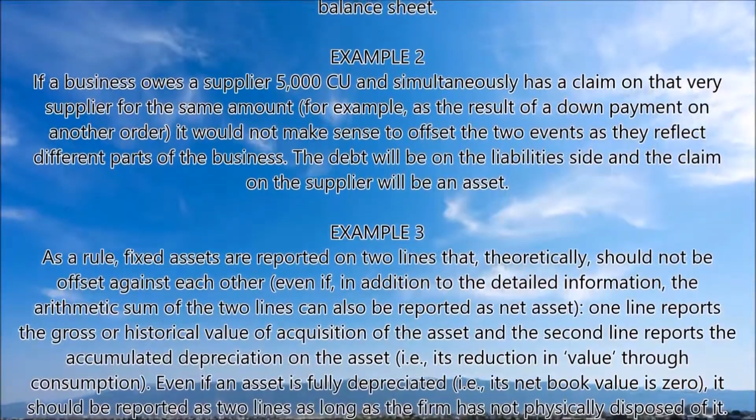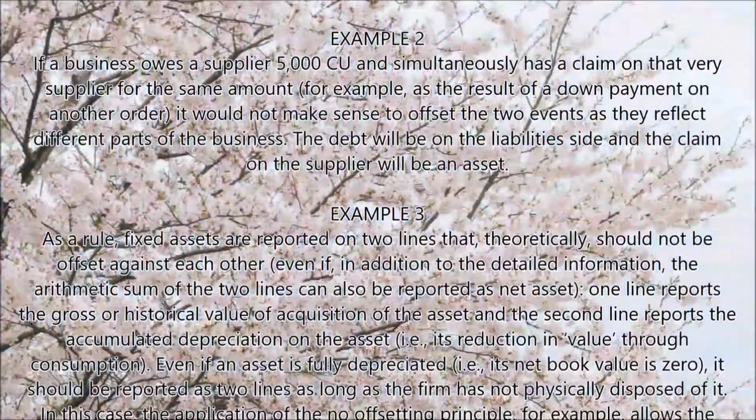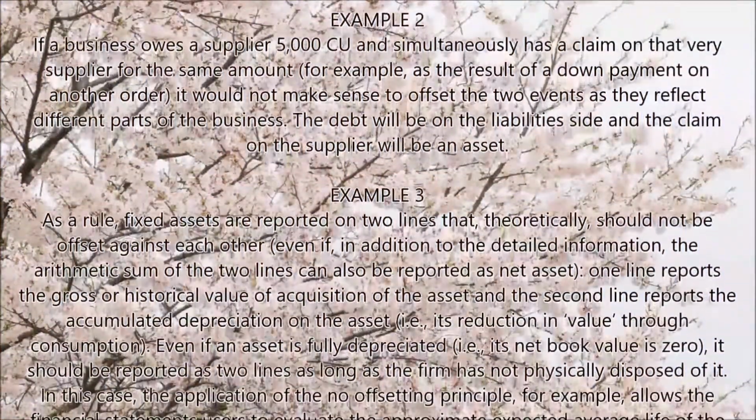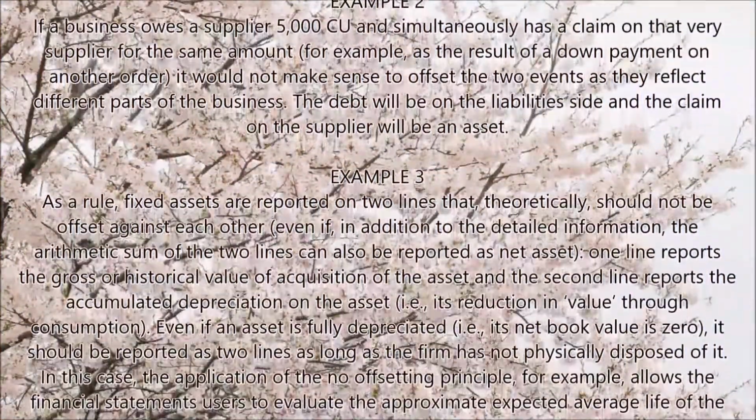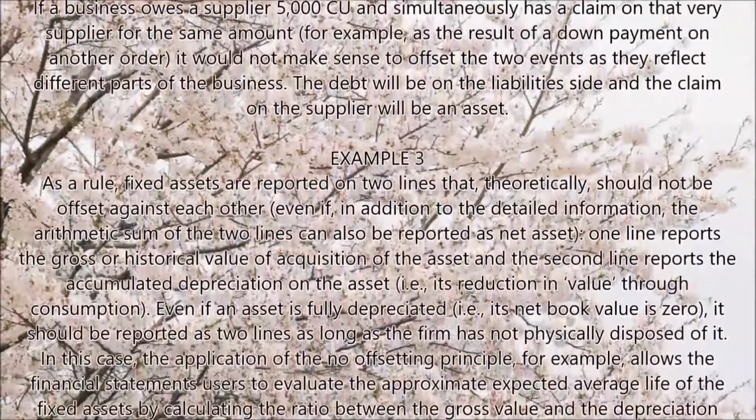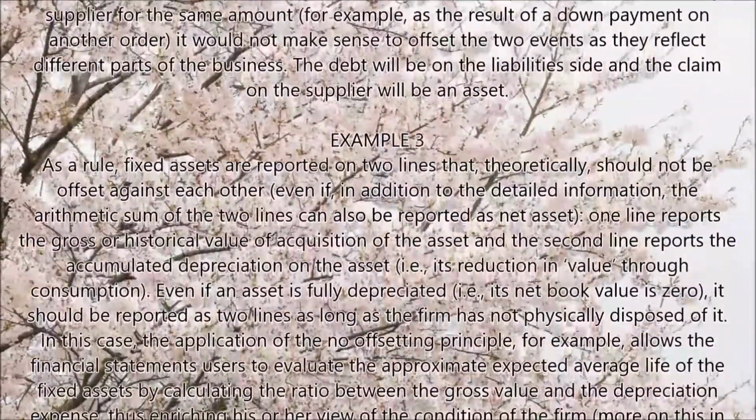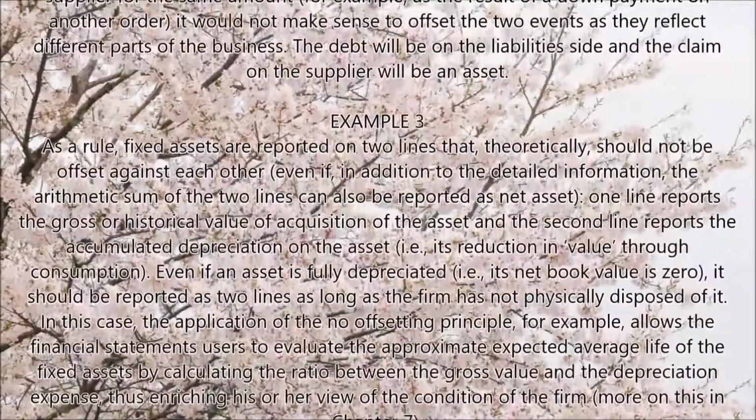Example 2. If a business owes a supplier 5,000 CU and simultaneously has a claim on that very supplier for the same amount, for example, as the result of a down payment on another order, it would not make sense to offset the two events as they reflect different parts of the business. The debt will be on the liabilities side and the claim on the supplier will be an asset.